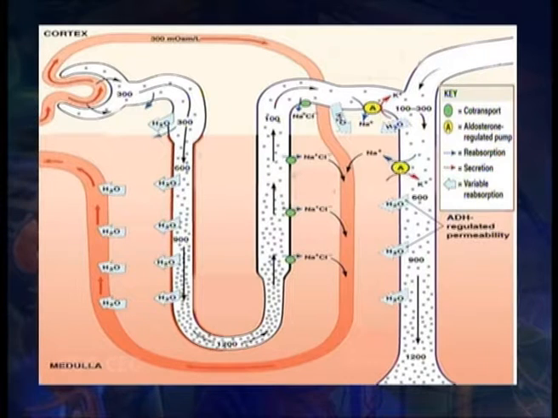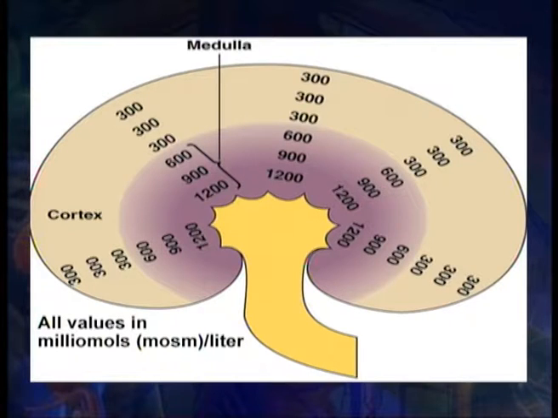The ability of ADH to cause excretion of concentrated urine depends on the presence of an osmotic gradient of solutes in the interstitial fluid of the renal medulla. The concentration of solute in the interstitial fluid in the kidney increases from about 300 milliosmol per liter in the renal cortex to about 1200 milliosmol per liter deep in the renal medulla. Sodium, chloride and urea are the 3 major solutes that contribute to this high osmolarity.